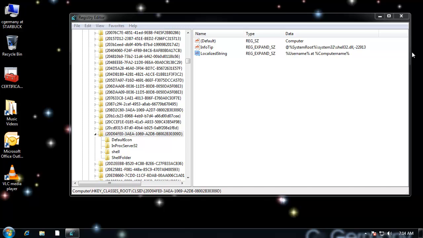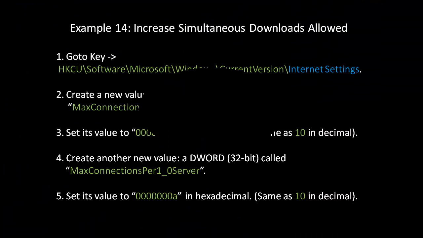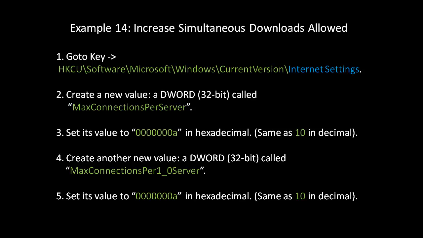Have at it. In the next example, we're going to increase the number of simultaneous downloads allowed. To do this, we'll go to HKEY_CURRENT_USER\Software\Microsoft\Windows\CurrentVersion, and we're going to make a key called Internet Settings or find it if it's already there. Now we need to create a new 32-bit DWORD value called MaxConnectionsPerServer. When we do that, we will set its value to hexadecimal 0000000A or 10 in decimal. You can use the radio button to switch back and forth if you like.